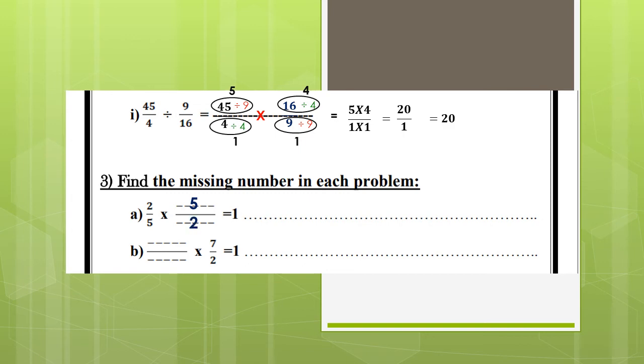The same in the next question. What over what times 7 over 2 equals 1? It's going to be 2 over 7.